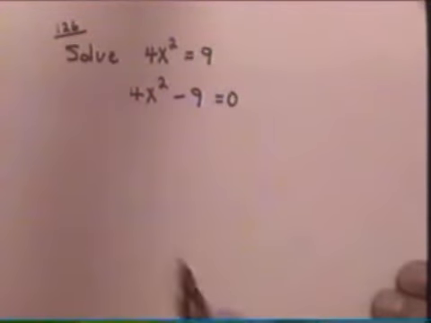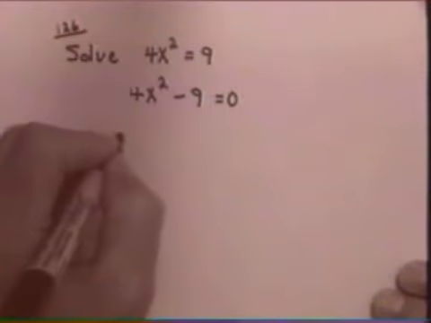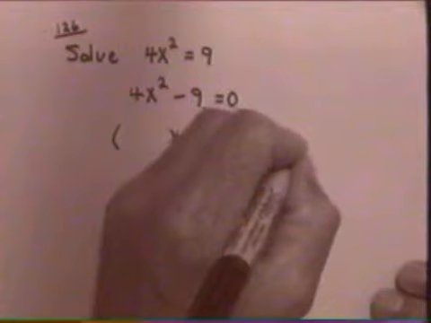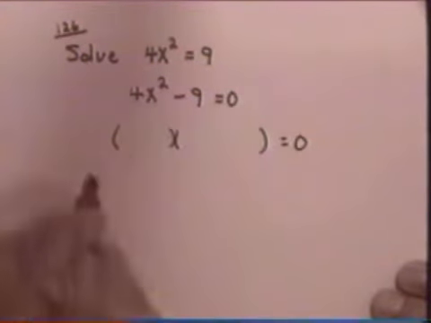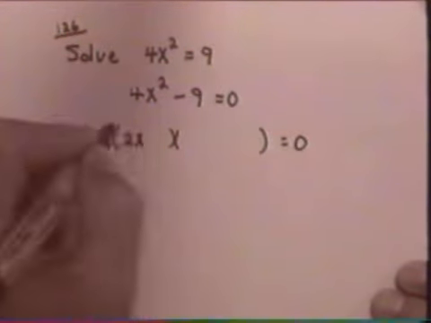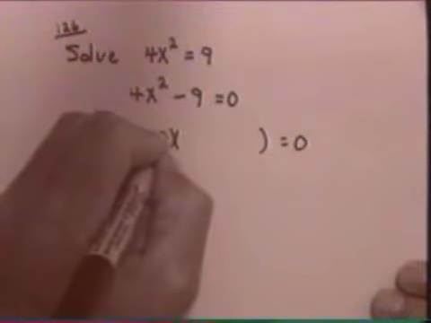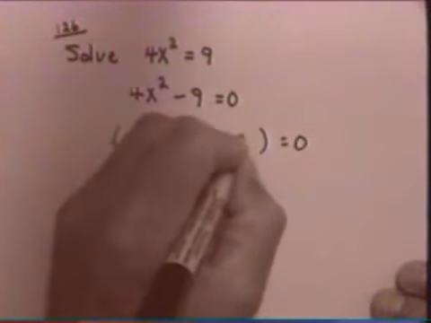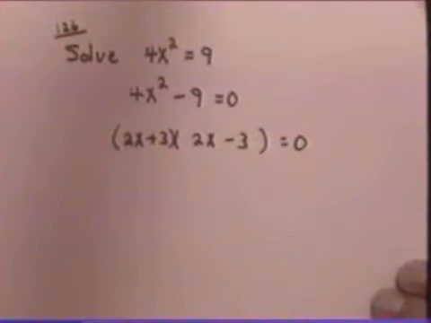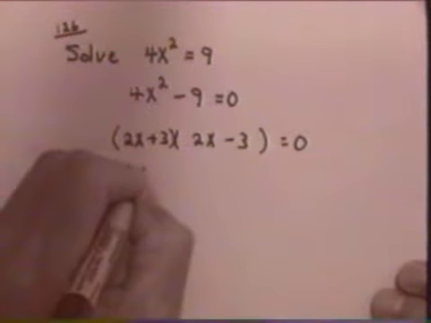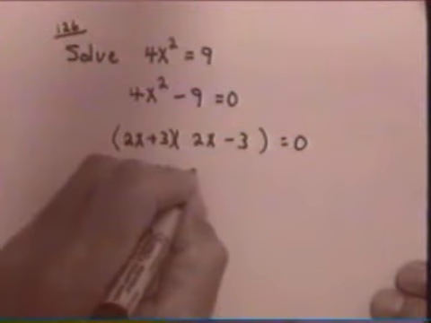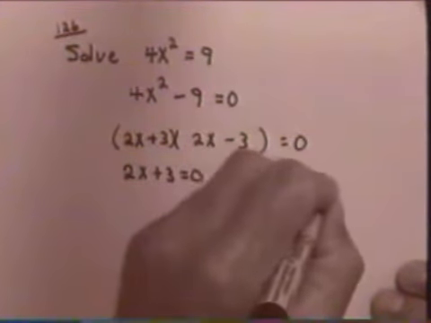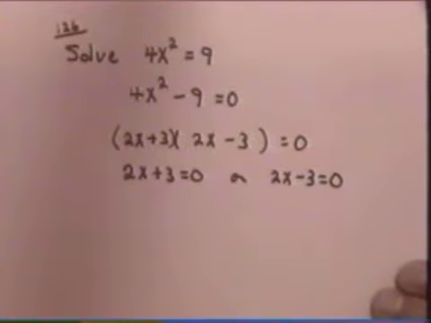Once I get it in standard form, I need to factor. I can factor this by the difference of two squares. The square root of 4x squared is 2x. The square root of 9 is 3. So it will be 2x plus 3 times 2x minus 3. So I have 2x plus 3 is equal to 0, or 2x minus 3 is equal to 0 when I set each factor equal to 0.